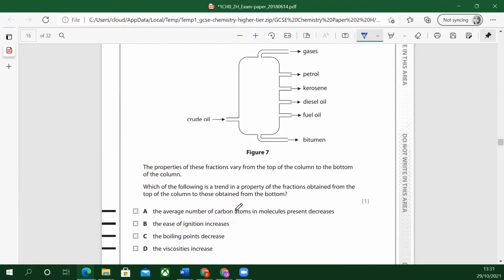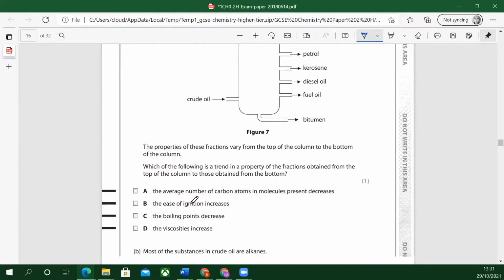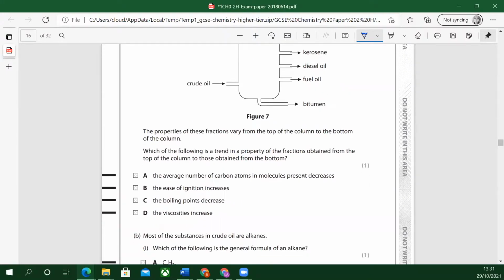Let's have a look. The average number of carbon decreases. No, it increases. That's wrong. The ease of ignition increases. No, bitumen's like tar, so it's not easy to ignite that. The boiling points decrease. No, they increase. The viscosities increase down. That's the only one that's right, because the bitumen's like tar.